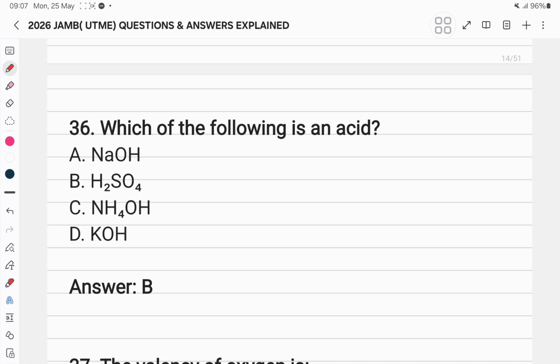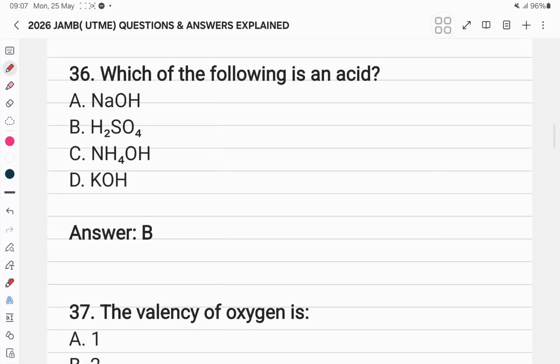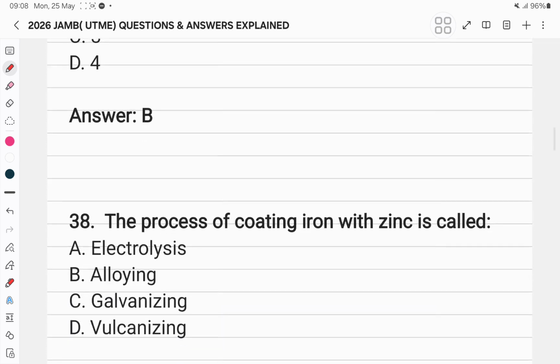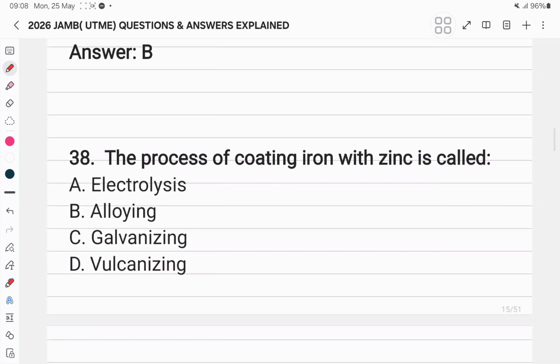Sodium hydroxide, NaOH, is a base or alkali. Ammonium hydroxide, NH4OH. Potassium hydroxide, they are all alkalis. So the only one that is an acid is B, H2SO4, and it's a strong acid. The valency of oxygen is 2 in compounds. The answer is B.